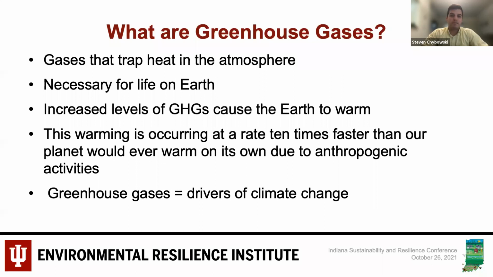And according to NASA here, this warming is occurring at a rate 10 times faster than our planet would ever be able to warm on its own. And that 10 times faster rate is being caused by our anthropogenic activities, or our human-caused activities. So to just kind of summarize what this means is that our greenhouse gases are the drivers of climate change.